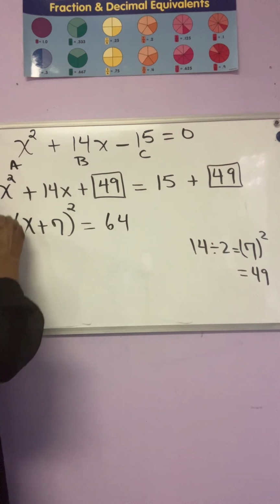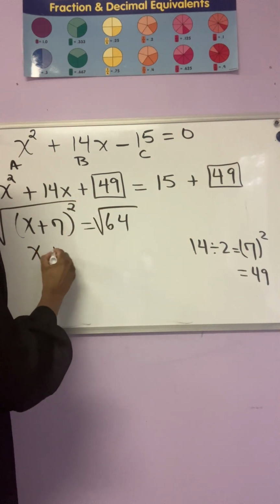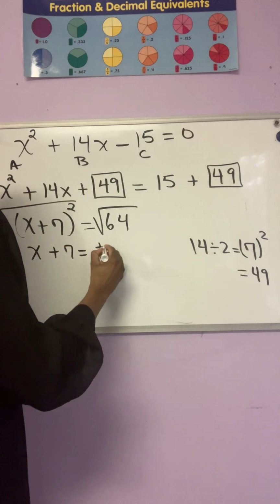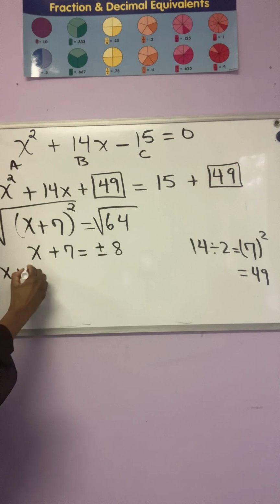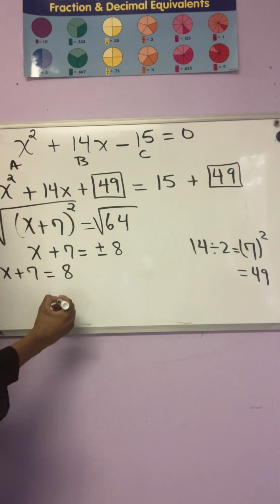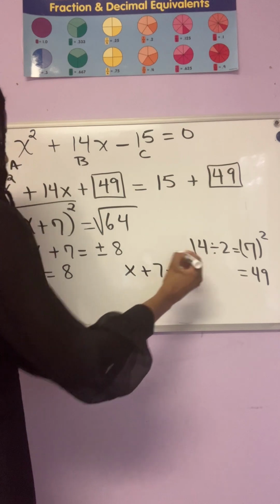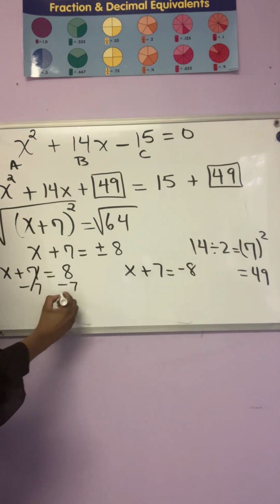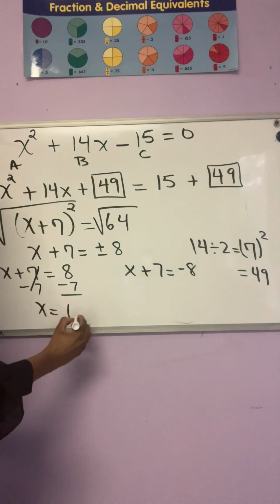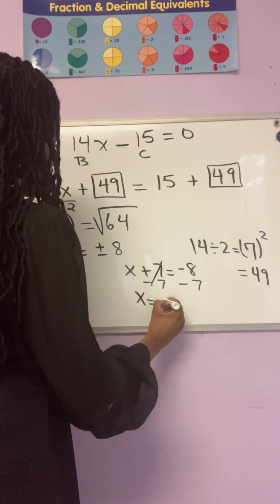And then we're going to take the square root, x plus 7 equals plus or minus 8. So we have x plus 7 equals 8, and we also have x plus 7 equals negative 8. So if we do minus 7, x equals what? Minus 7, x equals negative 15.